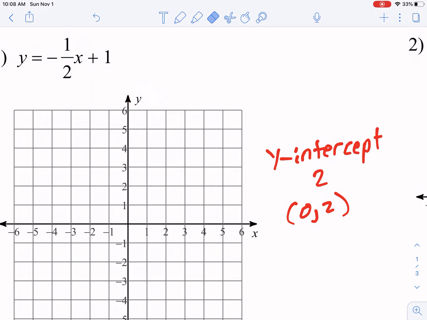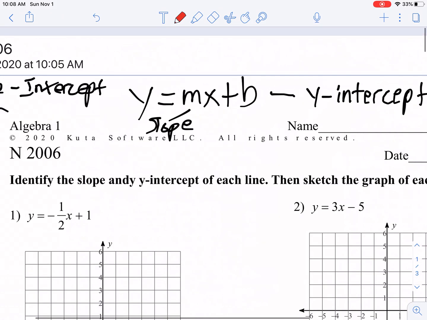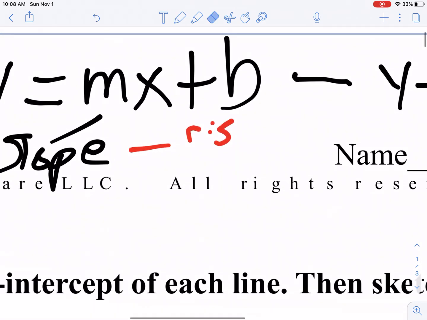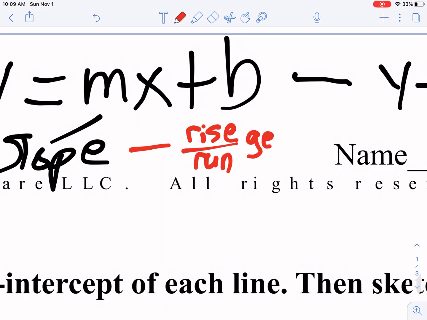Now, let's look at our equation. The two pieces of information we need to work with are the slope and the y-intercept. Why? Because the y-intercept is where we're going to start on the graph, where we cross the y-axis, and the slope is how we're going to get to the next point. We're going to use our rise over run.